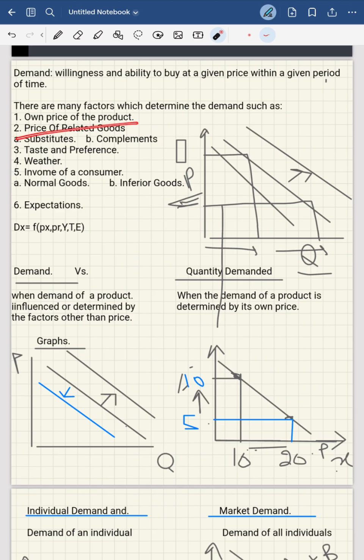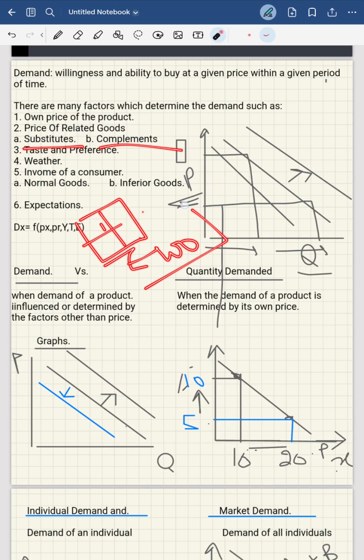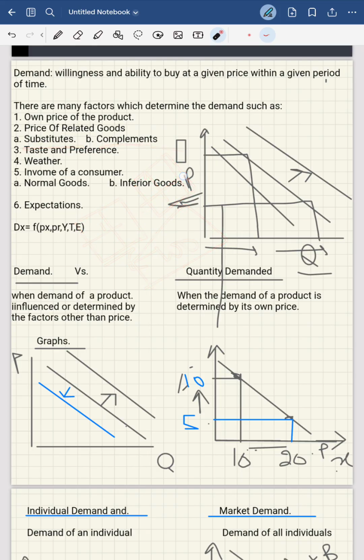Price of related goods. What are the related goods? Substitutes and complements. There is one chocolate, I am willing to buy that chocolate, but when I went to that shop, the person said that it costs Rs 100. I'm worried, why should I spend that 100 rupees on this chocolate? There is another chocolate also present there of the same flavor but of a different company. I shift my demand to that chocolate, and that costs me Rs 70.